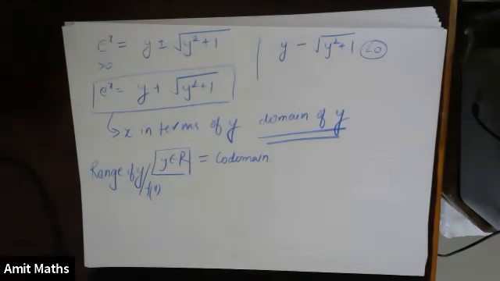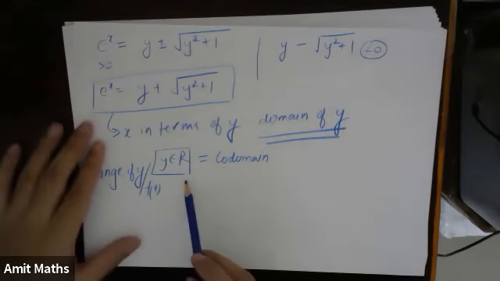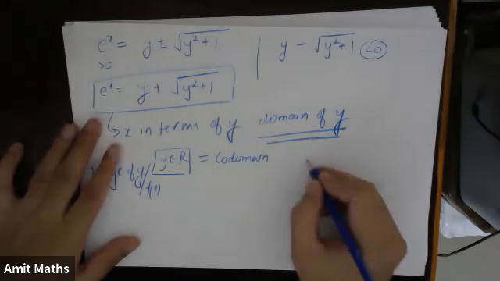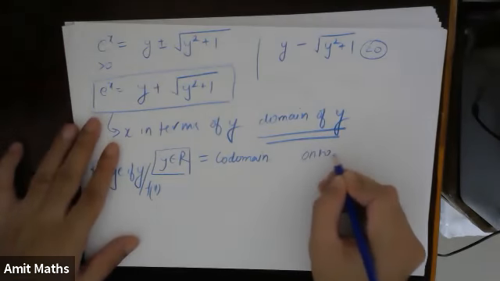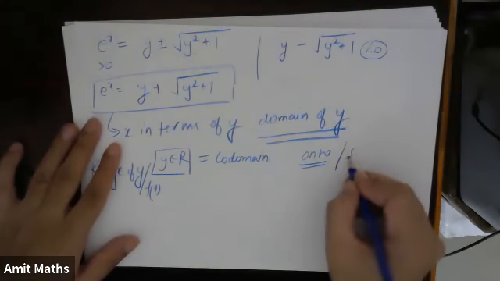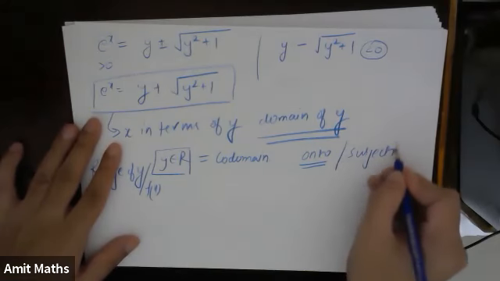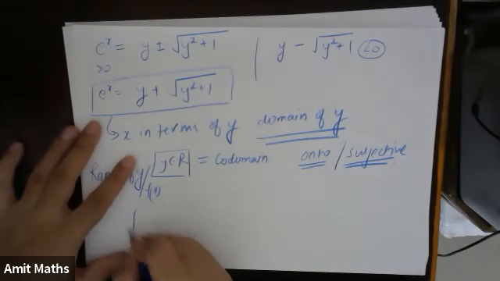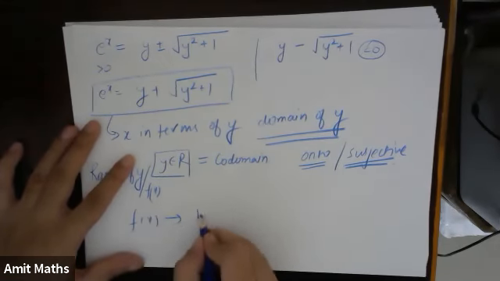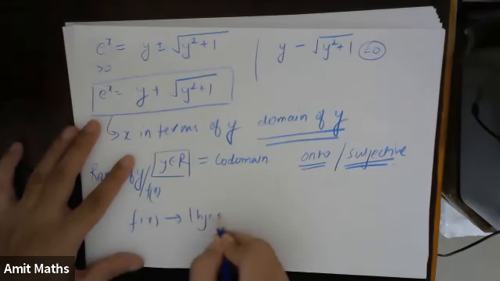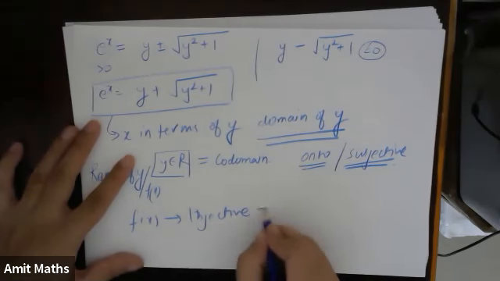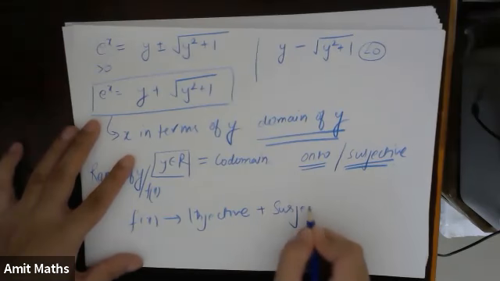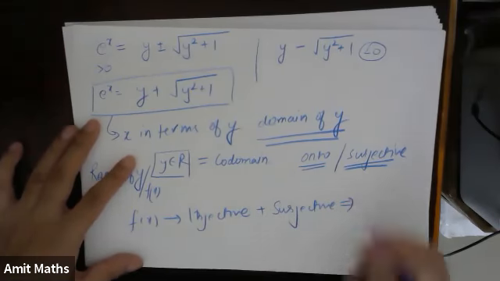If the codomain is equal to the range, what does it mean? It means it is onto, or surjective. So we have shown that f of x is injective plus surjective. That means it is bijective.